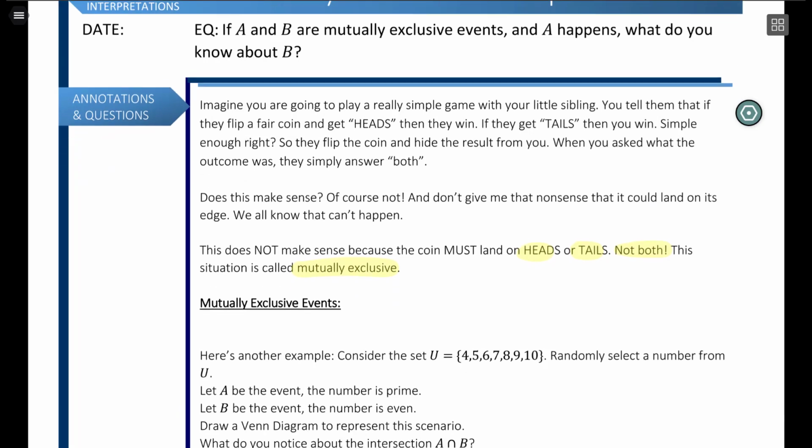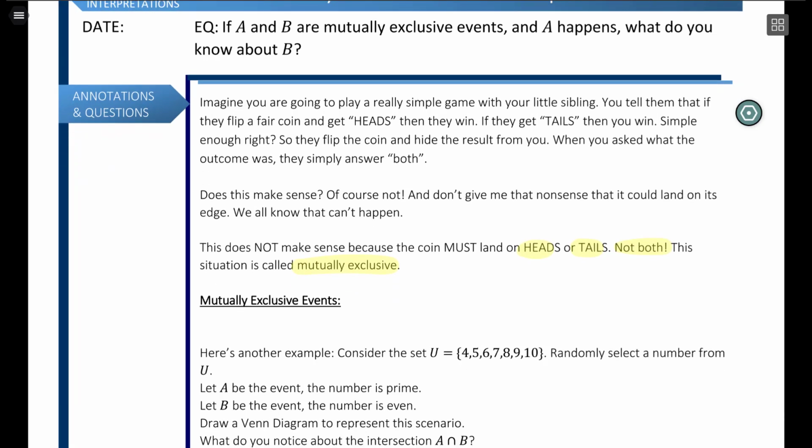And so formally we can define it in a couple of ways, and the formal definitions are actually pretty simple. We say that two events cannot both occur. That's one way that you can word the definition of mutually exclusive events. Another way we can think about it is that the intersection is empty.